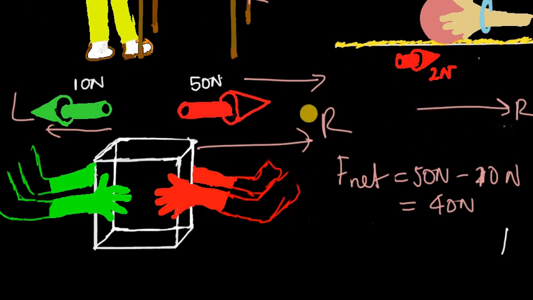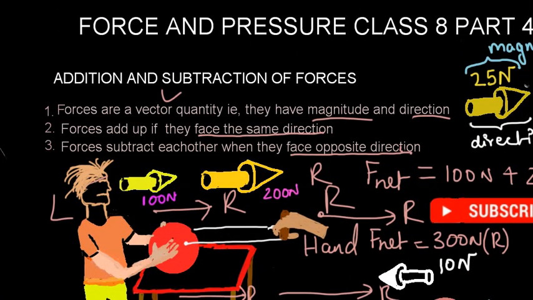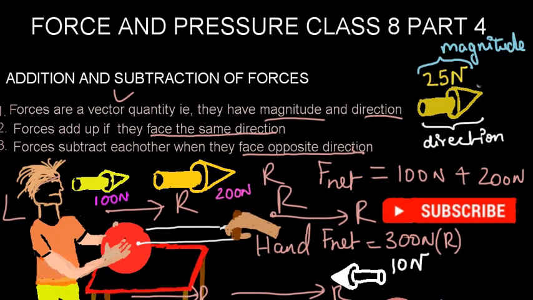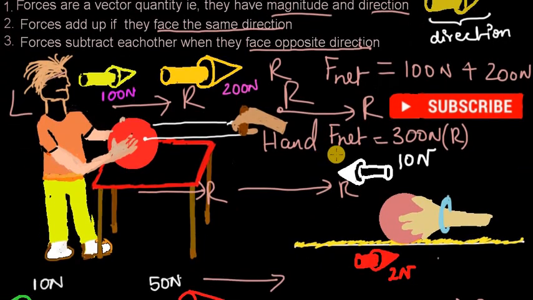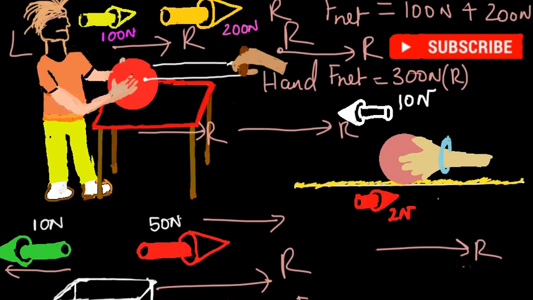So like that is also this situation. This arrow is bigger, this force is bigger, so this direction only will dominate. So 40 newtons towards the right. This is the concept: if the forces are applied towards the same direction, they add up, and they subtract each other when they face the opposite directions. So let's do the last problem.